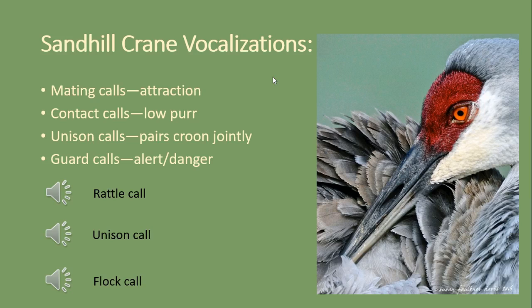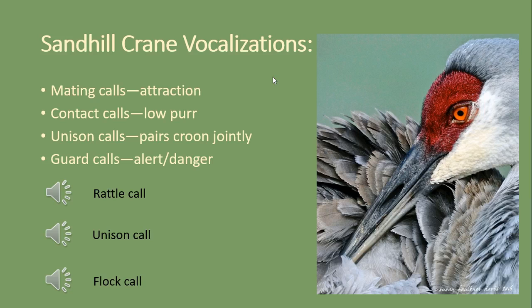There are contact calls between mated pairs, and basically they croon or purr into one another's fur, or not, excuse me, not fur. They wouldn't fly if they had fur. They have feathers, so it's definitely feathers. Unison calls, where the pairs will jointly croon or jointly call. And then there are guard calls, which are for alert or danger, which we mentioned on the previous slide.